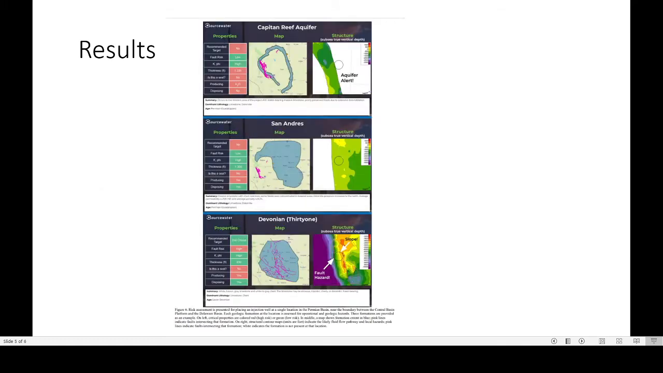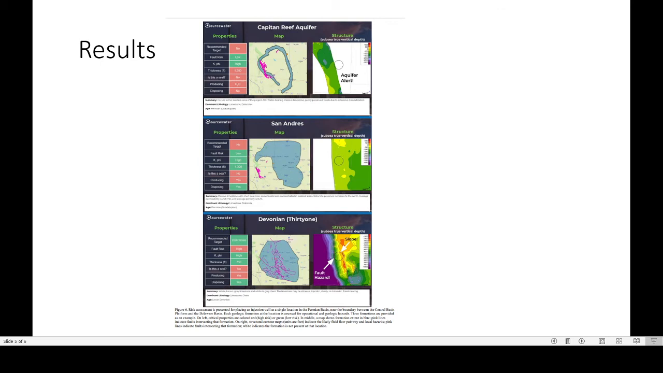This is another visual that the paper had. There are plenty of other visuals that the paper had in terms of the integration of data, but this is a risk assessment presented by placing an injection well at a single location in the Permian Basin near the boundary between Central Basin Platform and Delaware Basin. Each geologic formation at the location is assessed for operational geologic hazards. There are 3 formations as an example in this view.